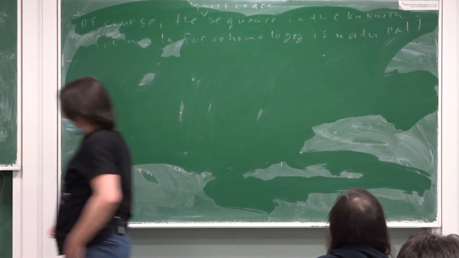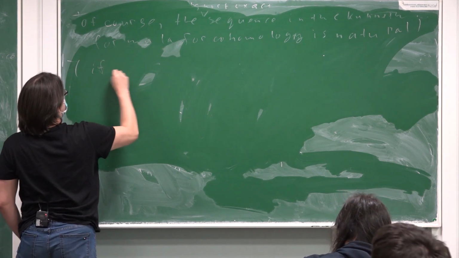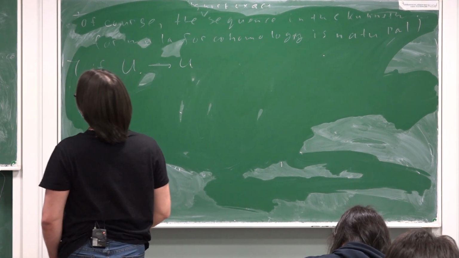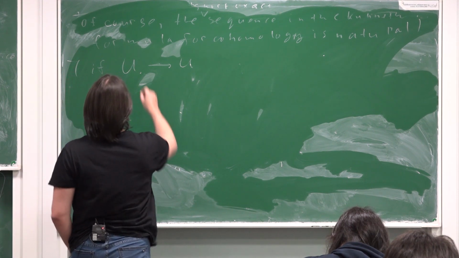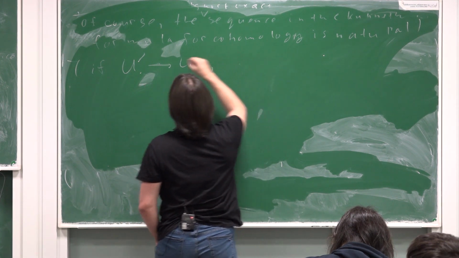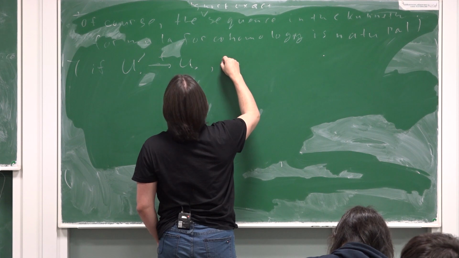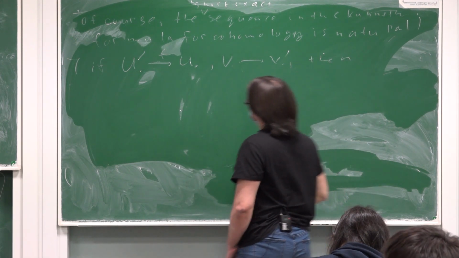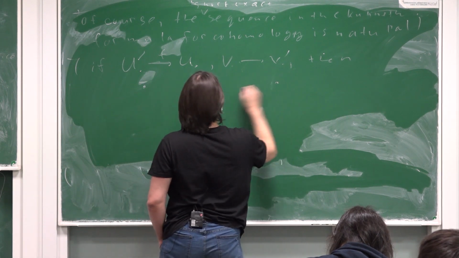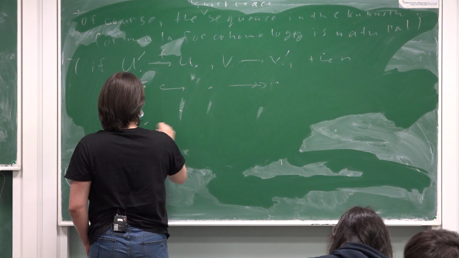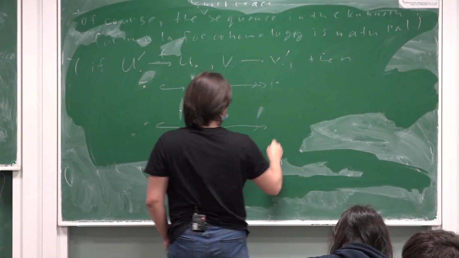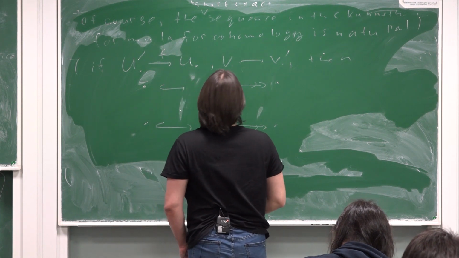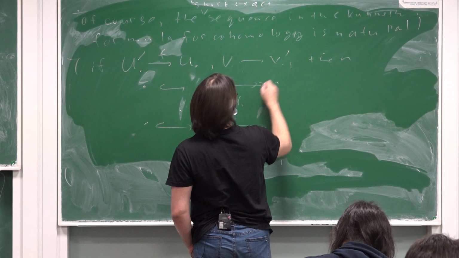Well, here, of course, if we have some map from U prime to U, sorry, from U prime to U, and a map from V to V prime, yes. Then we write down here the short exact sequence for U and V. Here the short exact sequence for U prime and V prime, and here we have Hom_R of f, g.